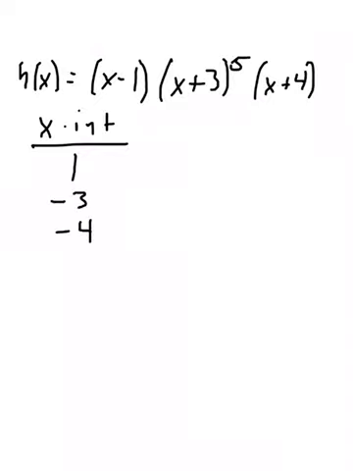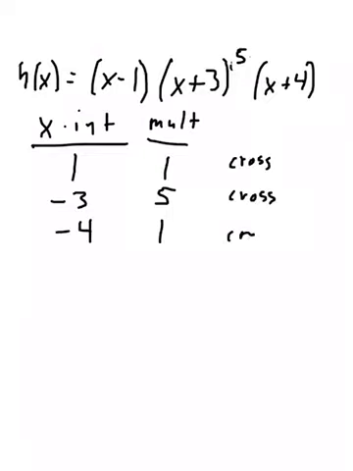So this time they're kind of completely backwards, completely out of order. Their multiplicities, to clean that 5 up, that was a 5 on the x plus 3. So our multiplicities: the 1 was a 1, -3 had a multiplicity of 5, and x plus 4 had a multiplicity of 1. So as far as what that tells us, they're all going to cross.